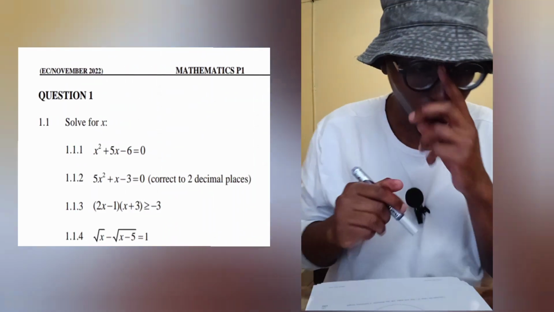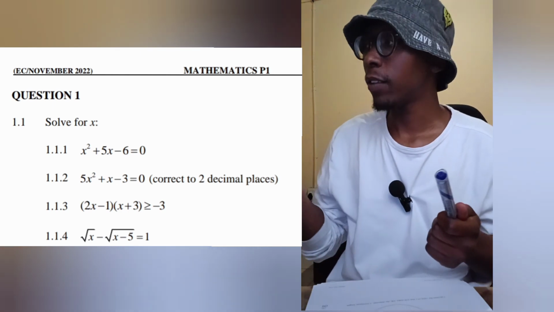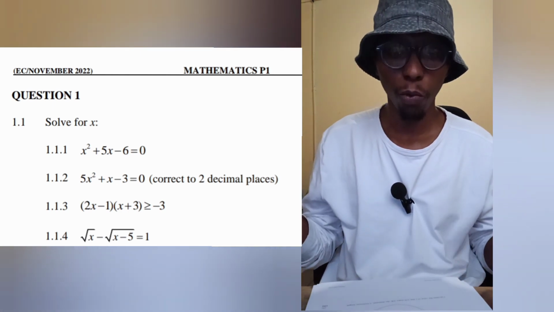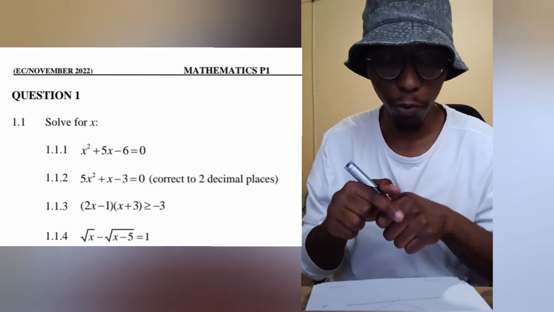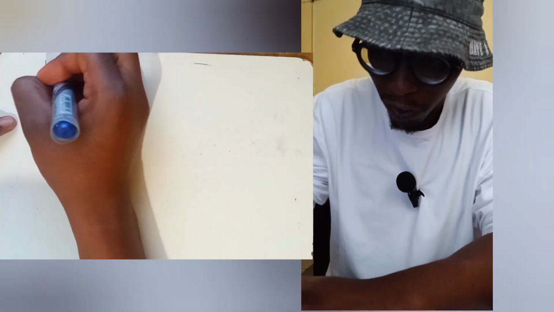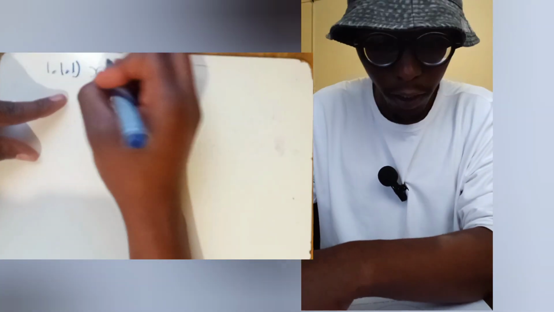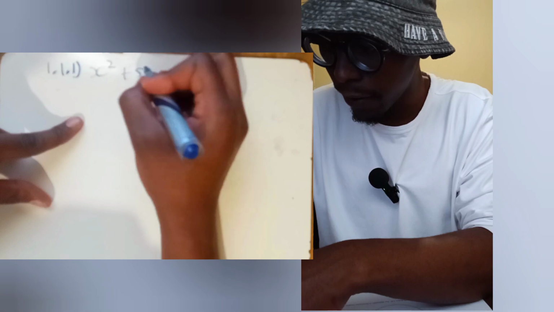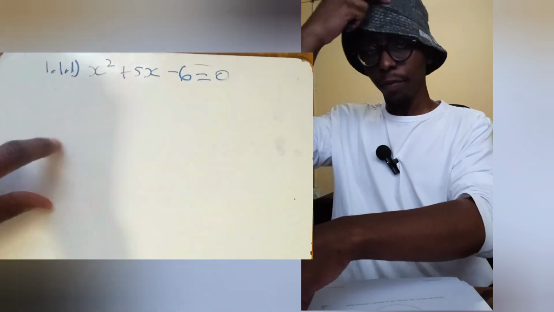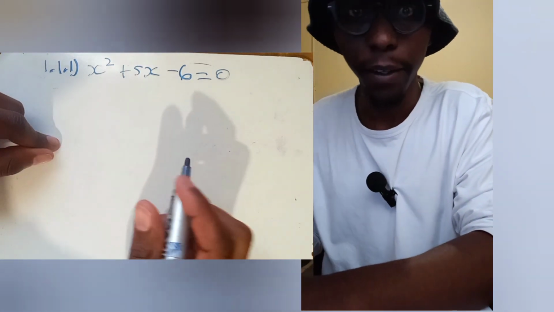So yeah, we'll start with 1.1. In 1.1 for this video, because of my second device and I don't want this to be a very long video, because very long videos lose interest. So let's start with 1.1.1, and it says solve for x. So we have x squared plus 5x minus 6, and this will give me 0. So this is simply Grade 8 factorization here.